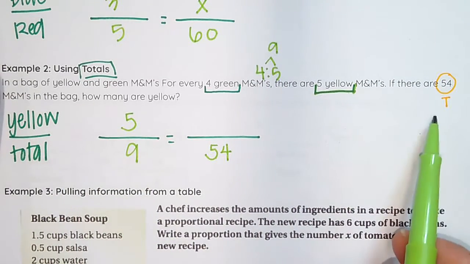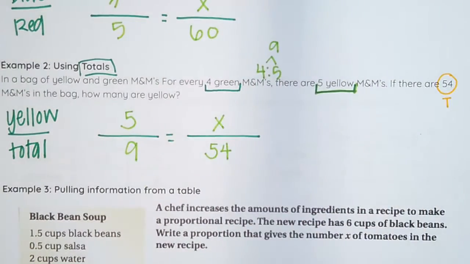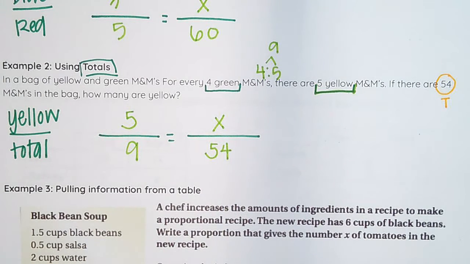Then I'm given a total of the entire bag. I don't know how many yellows there are, so that's where I put my variable. If you have questions on that, please make sure to ask.